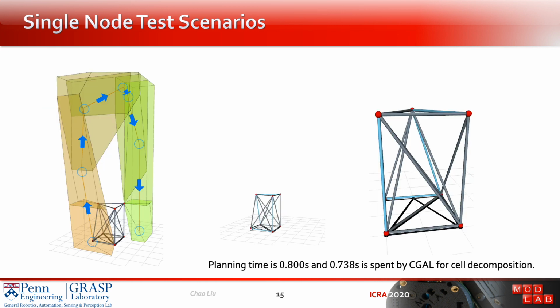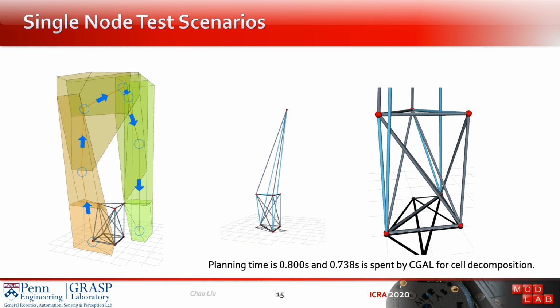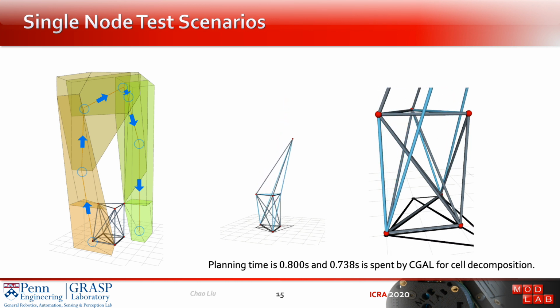Here we show that we can also solve some extreme tasks. For example, we want to move this node to the other side of the truss, and it has to go to a very high location first in order to avoid the collision among those blue members, and then move down to the goal. The total planning time is about 0.8 seconds, and still, most of the time is spent by cell decomposition.